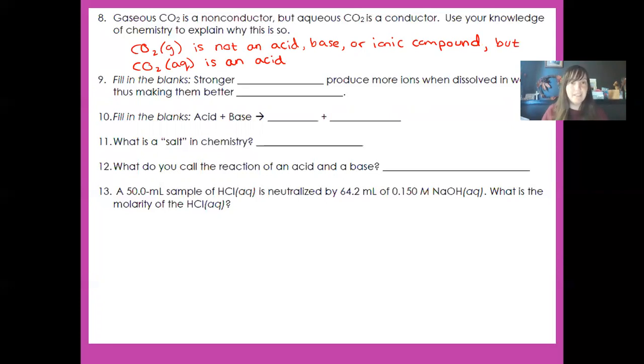So number 9, fill in the blanks. Stronger blank produce more ions when dissolved in water, thus making them better blank. So I'm going to fill in this blank with stronger acids and bases. Strong bases produce lots of ions in water, and strong acids produce lots of ions in water, and that makes them better conductors or electrolytes.